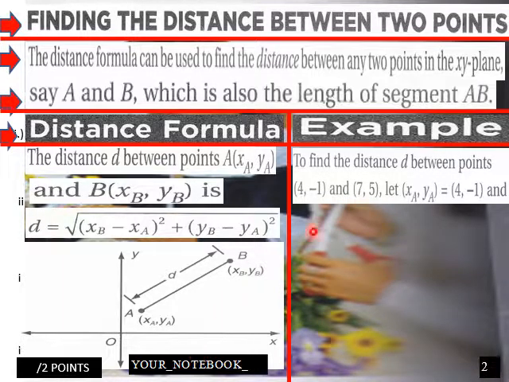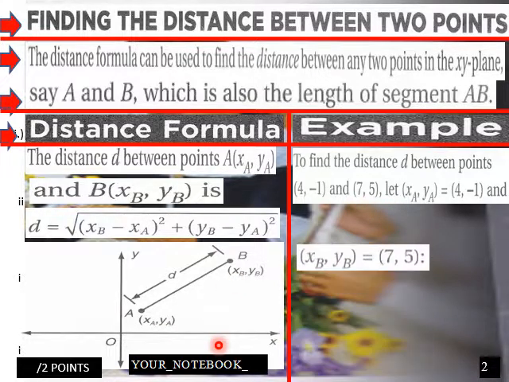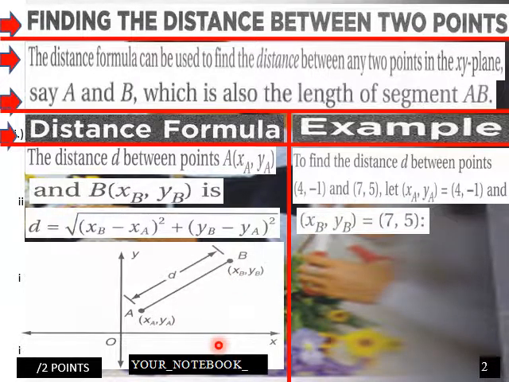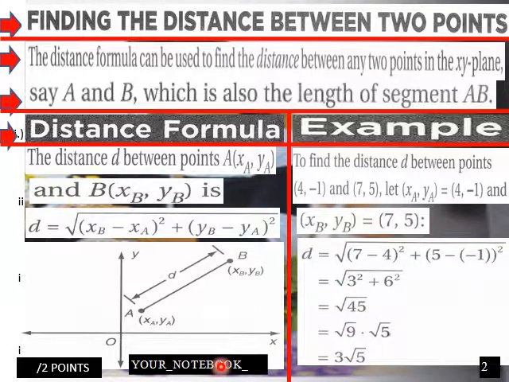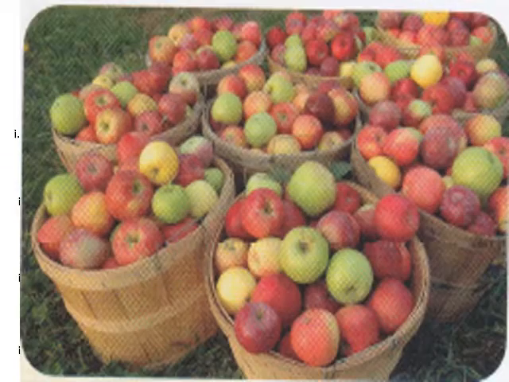Find the distance d between points (4, -1) and (7, 5). So we let A be (4, -1) and B equal (7, 5). We plug that into our formula here. We get this, and the distance between these 2 points is 3 times the square root of 5.